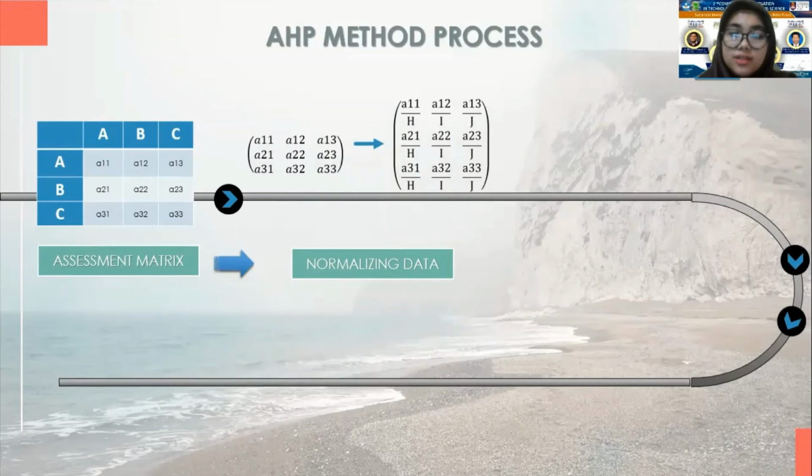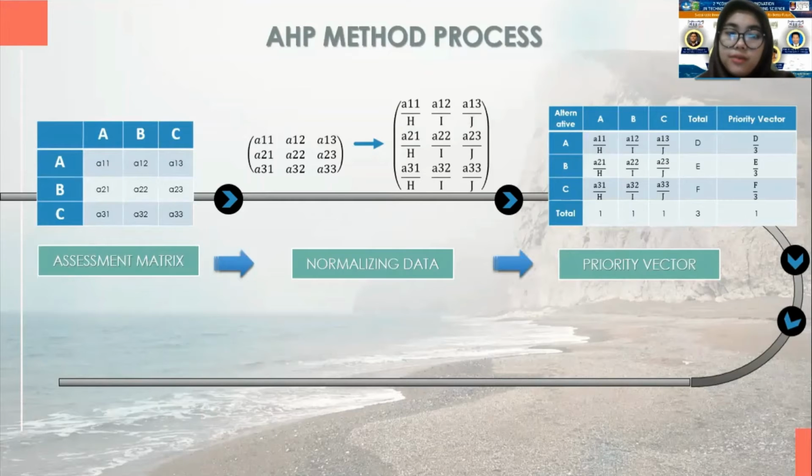Data normalization is done by comparing the value of each element in the pair matrix with the total value of each column. Priority factor. Determining the priority value requires a comparison of the total rows in the matrix, and the row total is generated from the sum of the row values that has been compared with the total value of the matrix in each column.